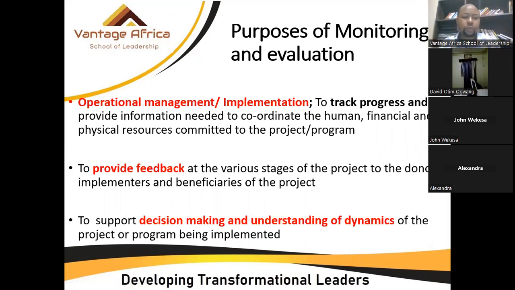And M&E also helps to support decision-making and understanding of dynamics of the project or program being implemented. Okay?